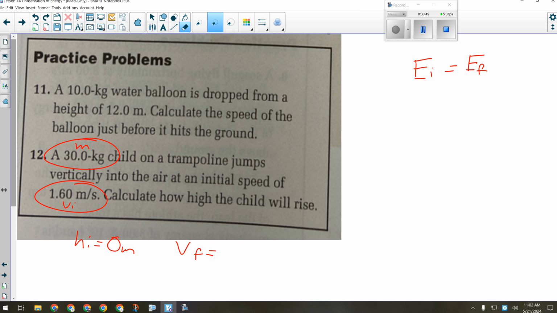Oh, sorry, they're only asking about the highest point. You would be totally right if they came back down, yes, the speeds would totally be equal. But they're asking how high will the child get? So in that case, VF is 0. At the highest point, VF is always 0. But you're right, if energy was conserved, it would totally be the same number. So VF is 0 because we're talking about the highest point.